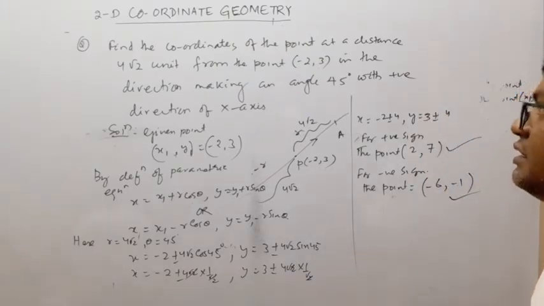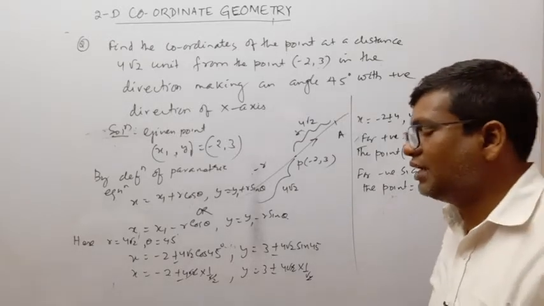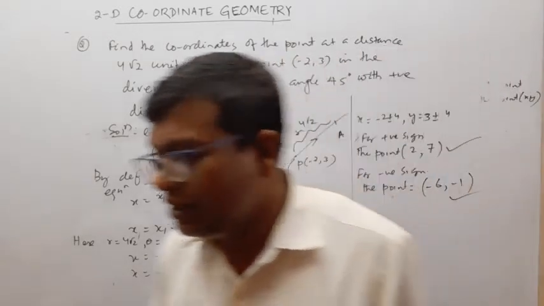Okay. This is the use of parametric equation. Now, the last one is the general form of equation of line.